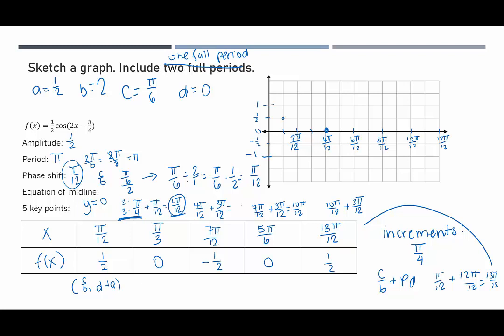Then we're going to 7 pi over 12, which will be right here, going down to -1/2. Going to 5 pi over 6, which is 10 pi over 12, going back to 0. And I actually don't have room on the graph. It's going to be right here, my 13 pi over 12. So this one's really stretched out, isn't it? Whoa, stretch. And that would be 1 full period of this cosine function.